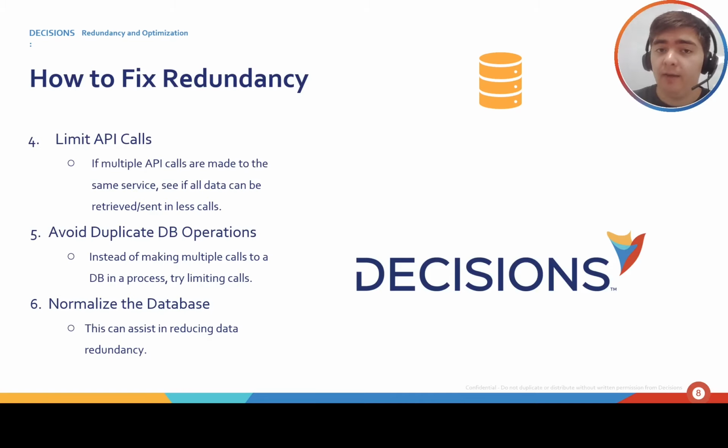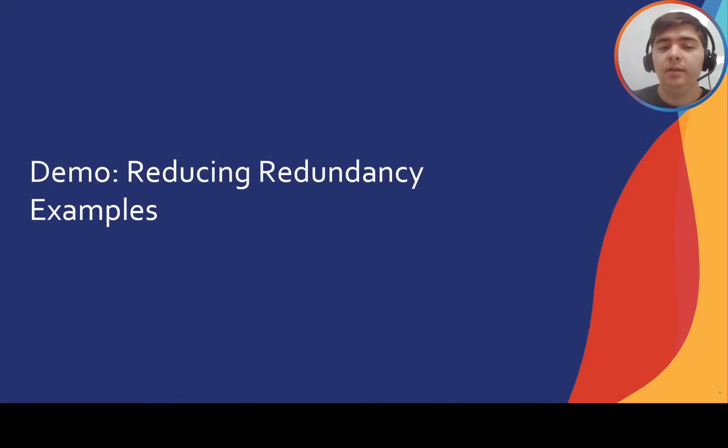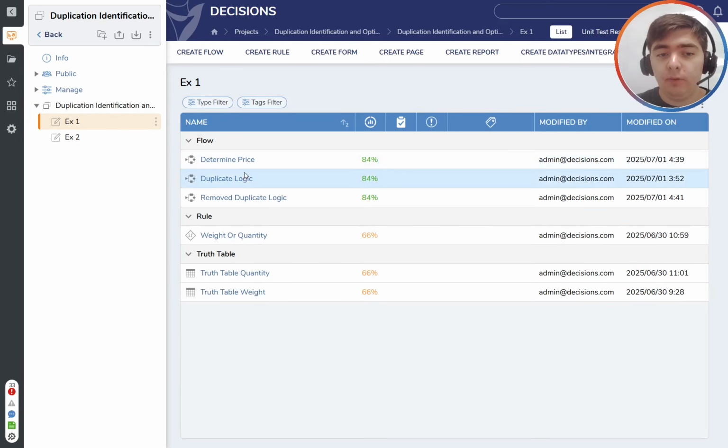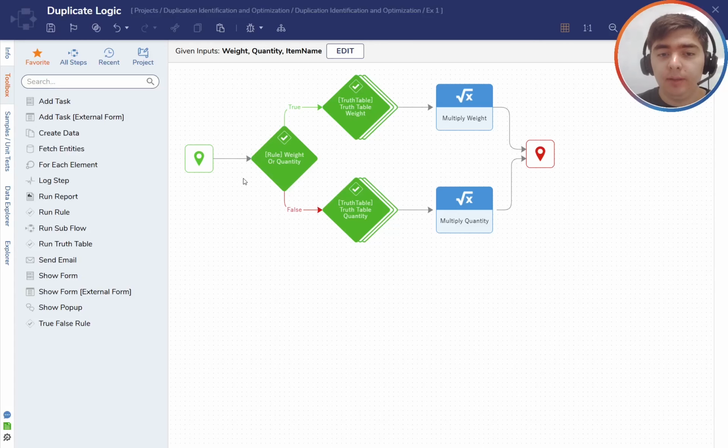So now that I have mentioned these, I'm going to give you some examples where we can identify some redundancies that are occurring and show you how to fix them. All right, here I am inside of my decisions environment. I've got two examples I'm going to be going over here. So the first one right here, we're going to jump into.